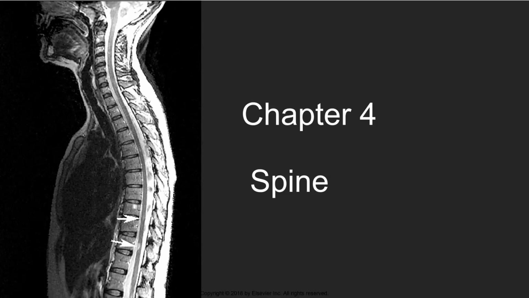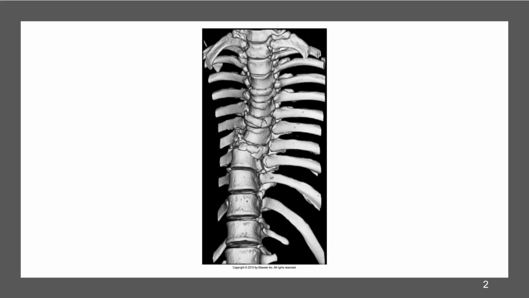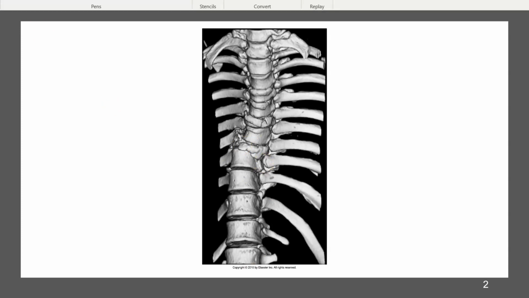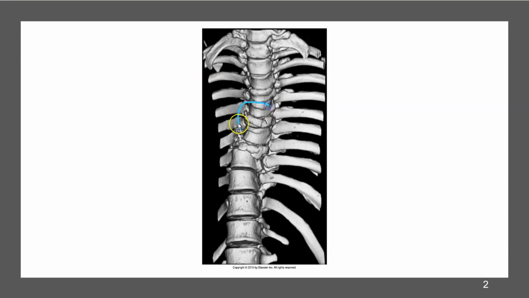This chapter is going to be on the spine. As you can see here, this is a CT 3D rendition, and we have a thoracic spine fracture. It's right in here. Let's see if I can draw on here. Let's take a blue pen. We've got multiples, so right there, and we've got one right here. This looks like a spinal cord injury. Also, these look compressed. So you can see this patient is probably paralyzed, which is pretty sad.